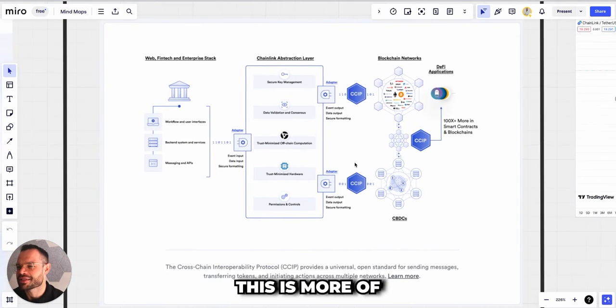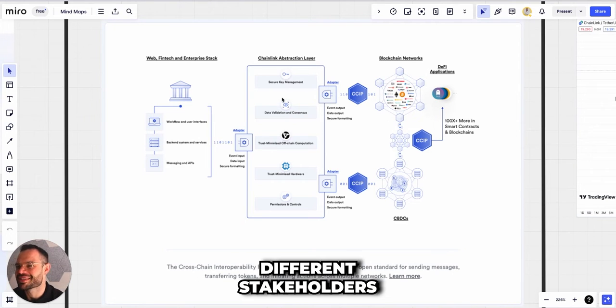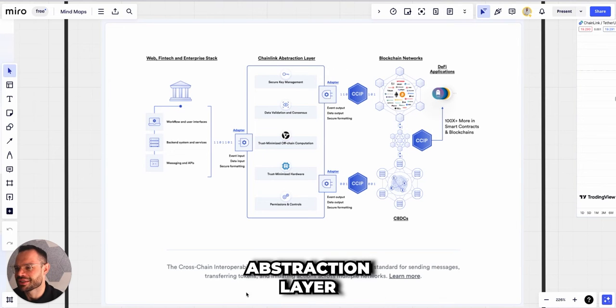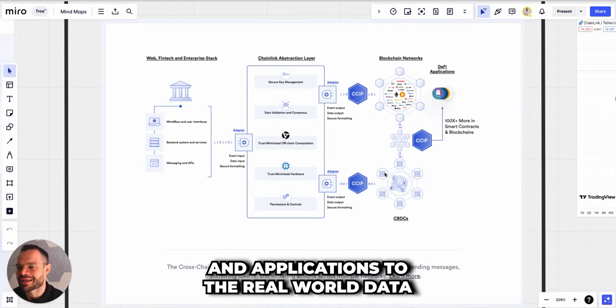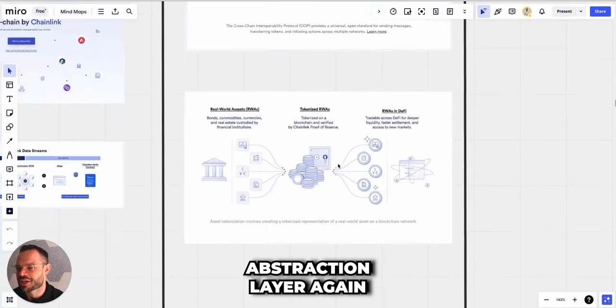So again, this is more of a technical breakdown of how Chainlink is doing that when it comes to the different players or the different stakeholders that are part of the entire ecosystem with web, fintech, and the enterprise stack, thinking about the Chainlink abstraction layer and then connecting all of these different blockchain networks and applications to the real-world data that is being processed by the Chainlink abstraction layer.